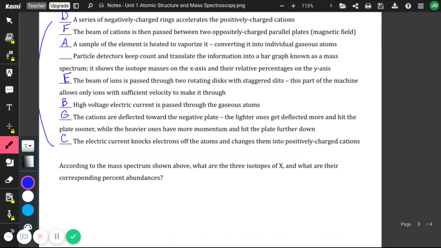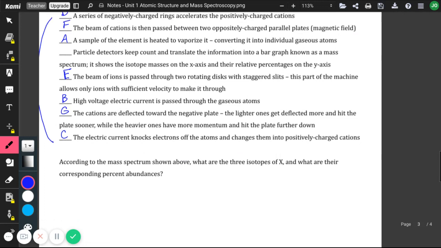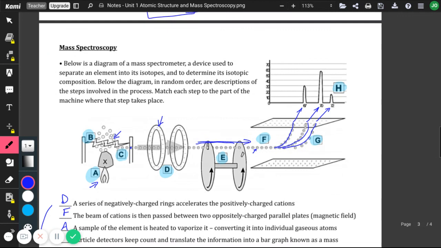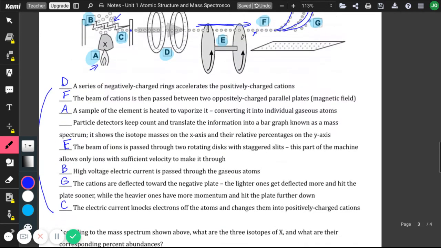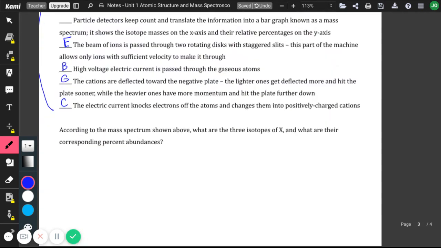So, according to the mass spectrum shown above, what are the three isotopes of X and what are their corresponding percent abundances? I had the three isotopes are 67, 70, and 72. So it's element X with a mass number of 67, element X with the mass number of 70, and element X with the mass number of 72.